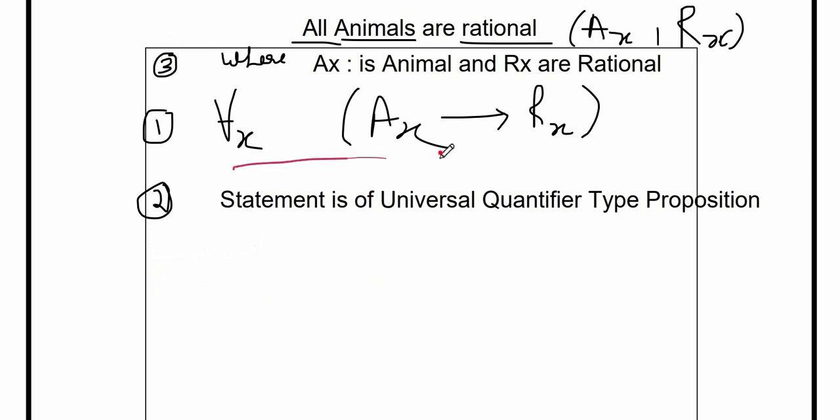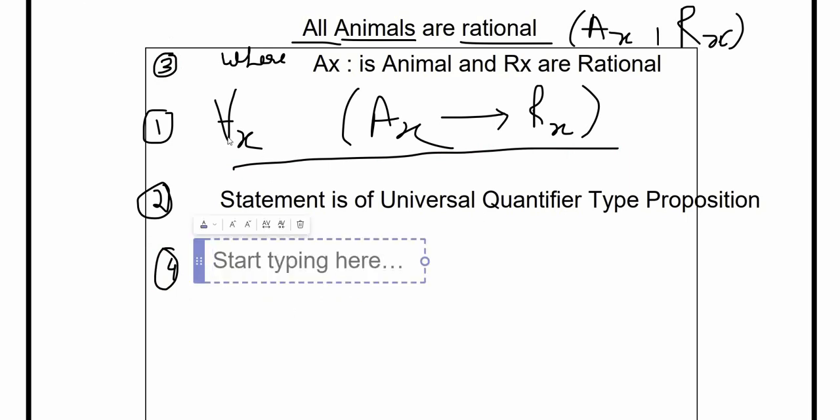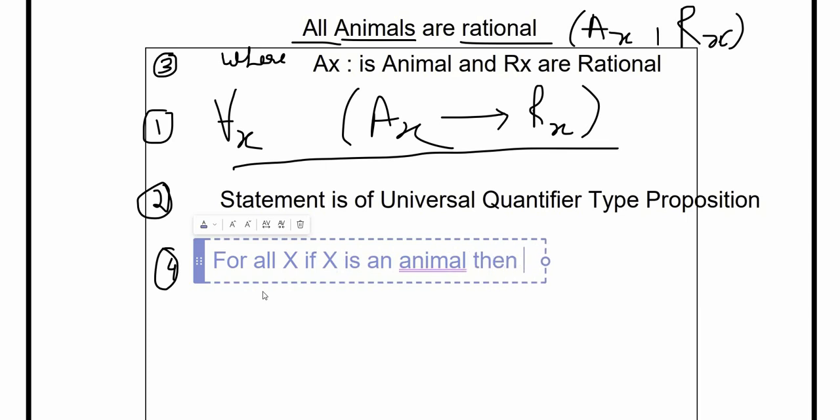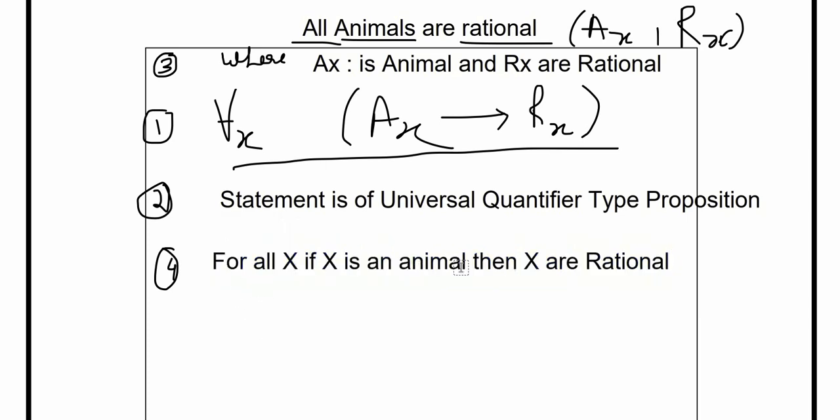And if you have to read this, then what it means is you can write a fourth also. If you have time, you can write a fourth also, that is what this one means. One number means: for all x, if x is an animal, then x is rational. To write this may be better.